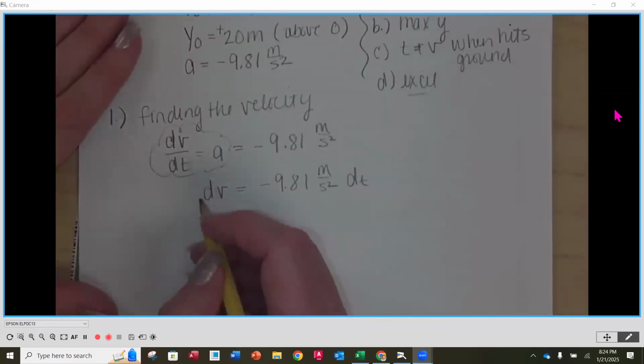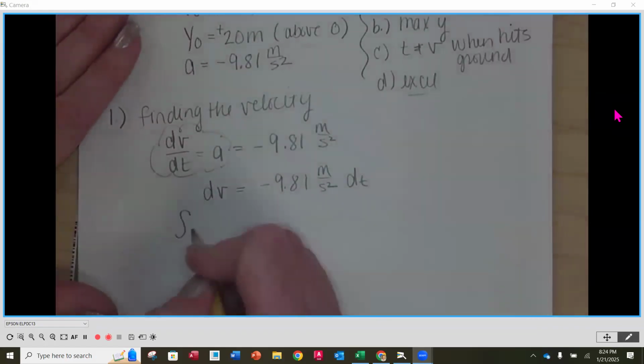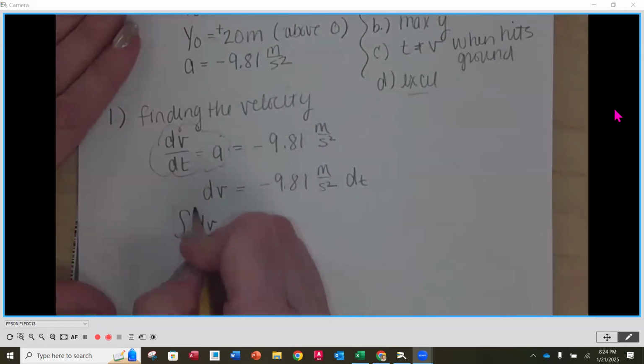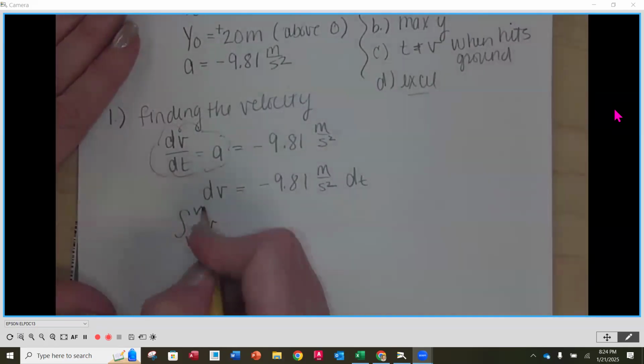So we are going to do the integral of dv, and we're going to start at v original, which is equal to 10. Remember, we're throwing it up at an original velocity of 10 meters per second. And then the other limit is just going to be the velocity v.